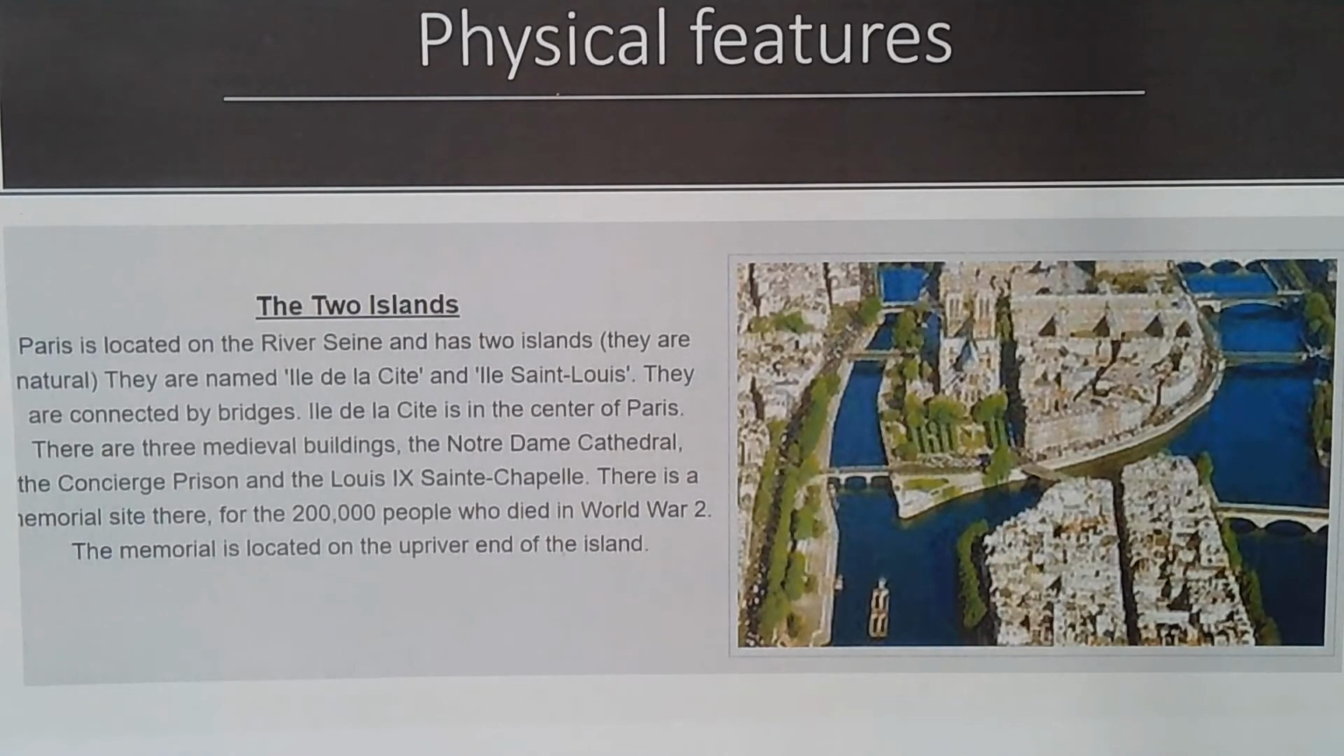Ile de la Cite is in the centre of Paris, and there are 3 medieval buildings: the Notre Dame Cathedral, which we will look at next week, the Concierge Prison, and the Sainte-Chapelle. There's a memorial site there for the 200,000 people who died in World War II, and the memorial is located on the upriver end of the island.